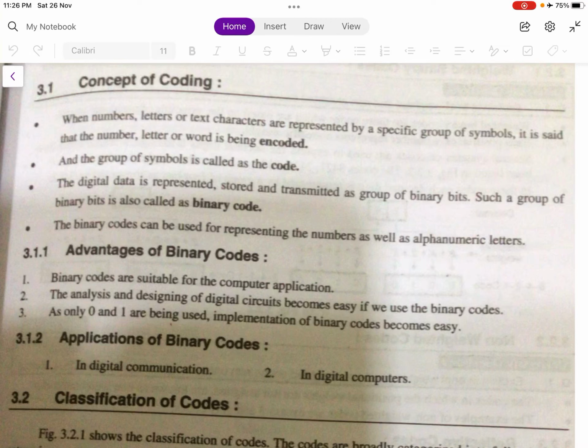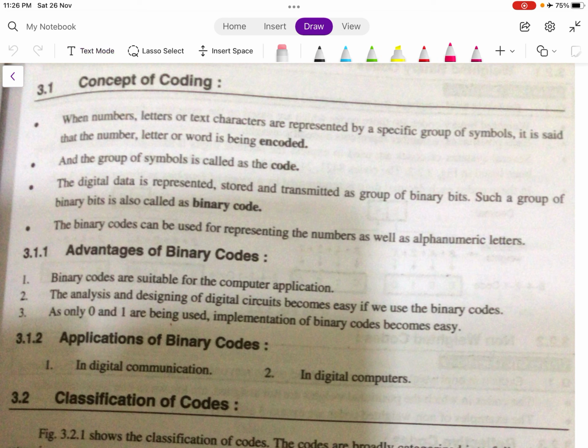Concept of coding. When numbers, letters, or text characters are represented by a specific group of symbols, it is said that the number, letter, or text character is being encoded. And the group of symbols is nothing but a code.